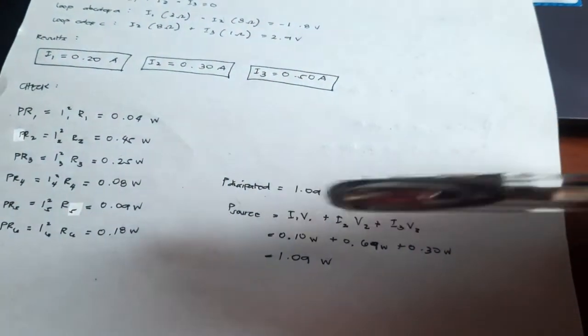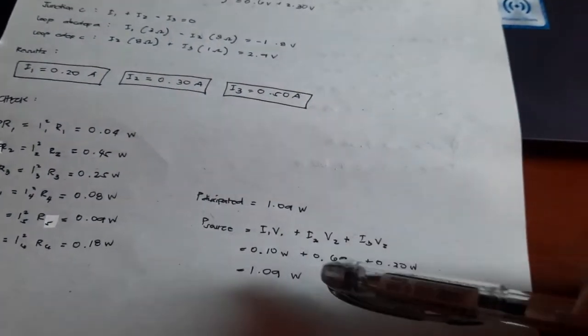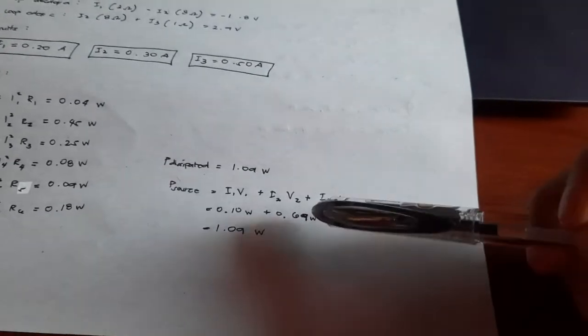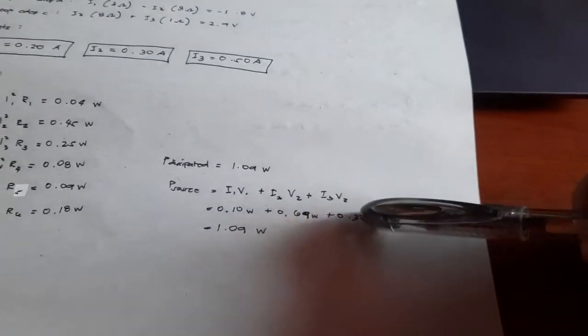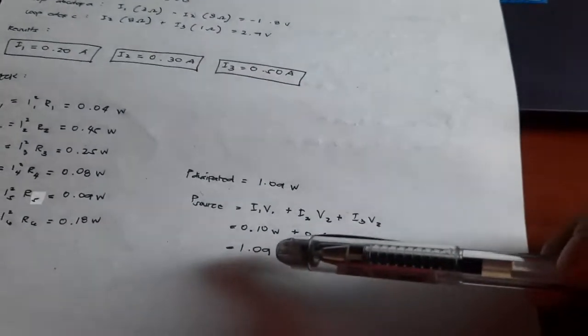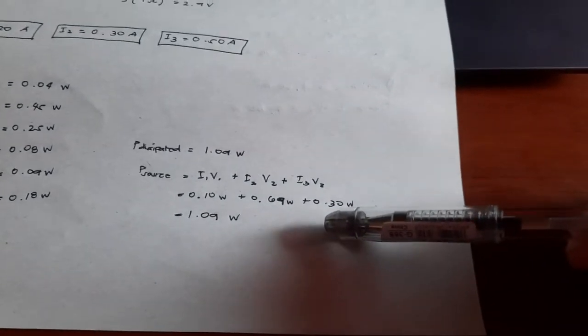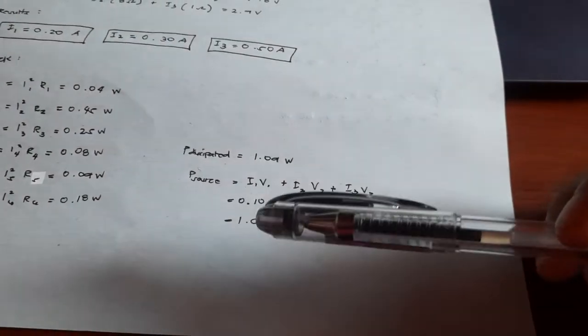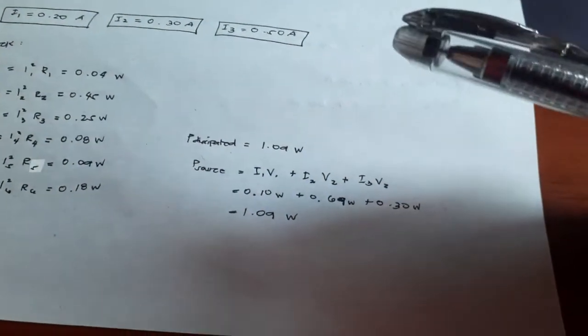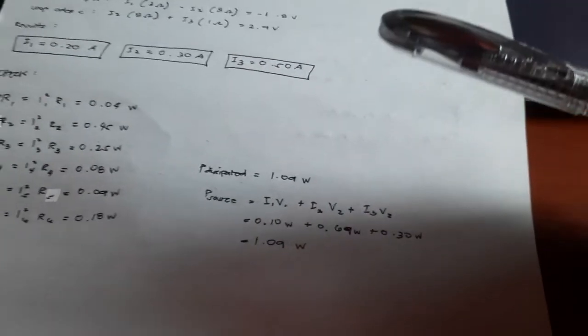So the power dissipated is equals to 1.09 watts. Then ang power source is equals to I sub 1 V1 plus I sub 2 V2 plus I sub 3 V2. Then siya is 0.10 watts plus 0.69 watts plus 0.30 watts, and in which the power source is equals to 1.09 watts. So these are the currents flowing in the circuit.